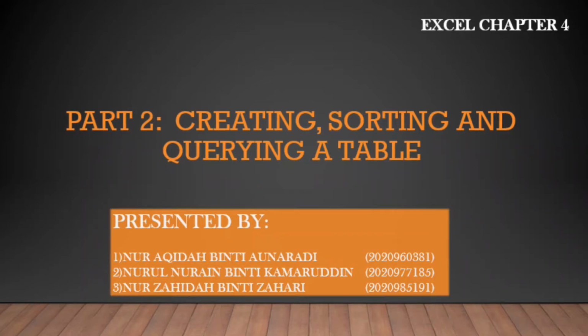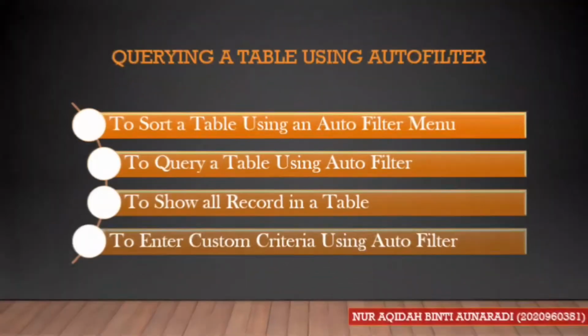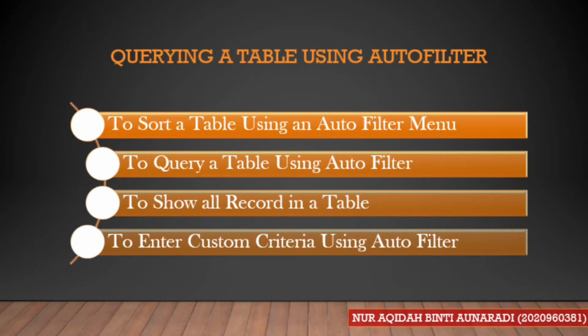We continue with part 2, creating, sorting and querying a table in Excel, chapter 4, which is the last chapter. First, we will look at querying a table using auto filter. Under this subtopic, first we will learn to sort a table using an auto filter menu. Second, to query a table using auto filter. Third, to show all records in a table. And the last one is to enter custom criteria using auto filter.